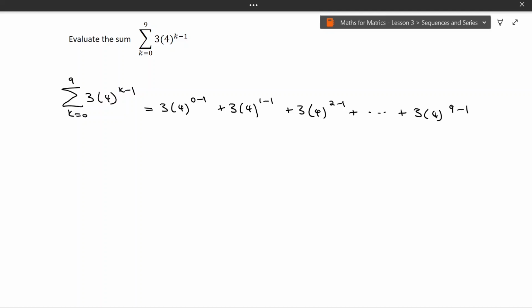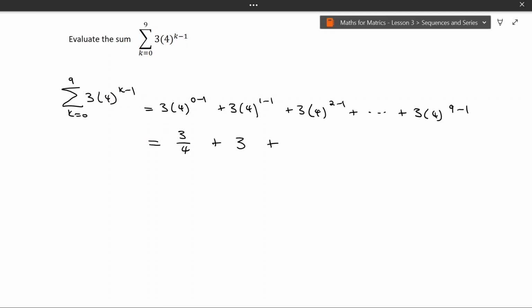4 to the power of minus 1 is equal to 1 over 4, and 1 over 4 times 3 is equal to 3 over 4. Therefore, T1 is equal to 3 over 4. 1 minus 1 is equal to 0. And anything to the power of 0 is 1, so 3 times 1 is 3. Therefore, T2 is equal to 3.